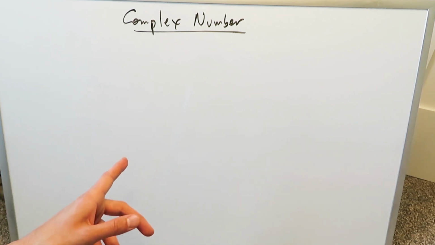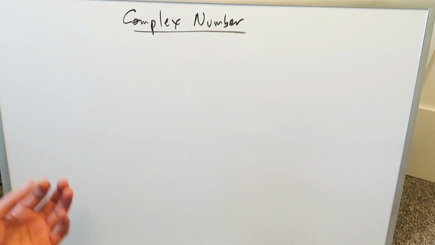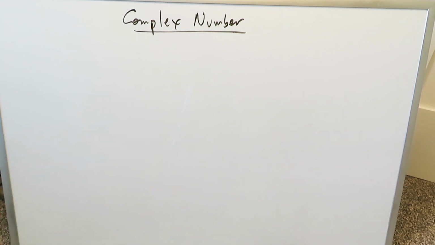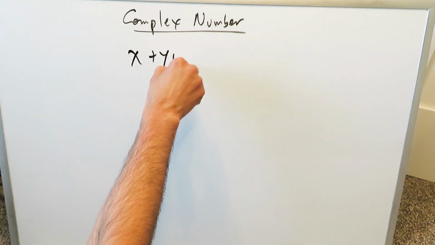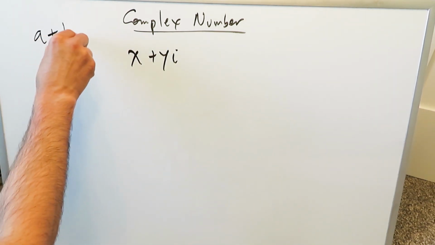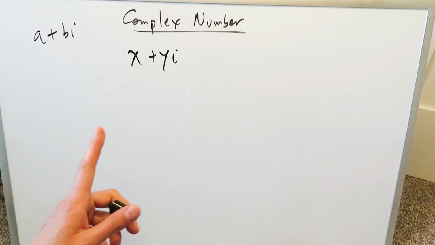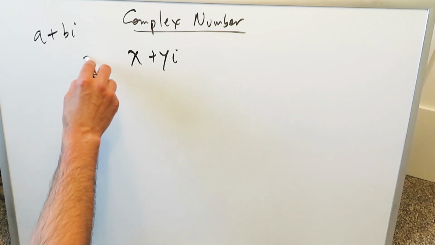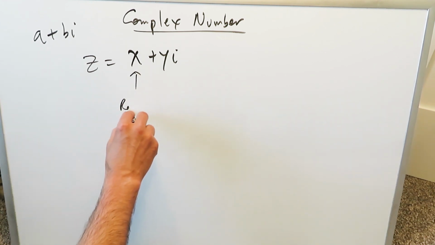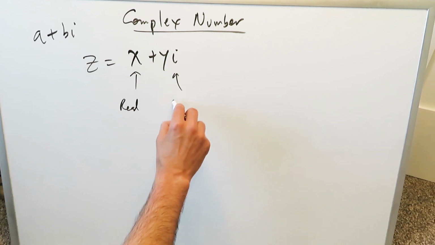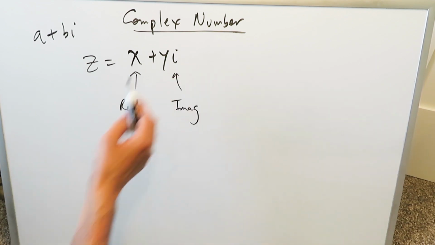In this video, we're looking very quickly and easily at what a complex number is. You can represent it in this form, x plus yi. Some of you will be familiar with a plus bi. A complex number is x plus yi, but the complex number designation is z. Why is it called a complex number? Because it is made of a real number component and an imaginary number component right here.